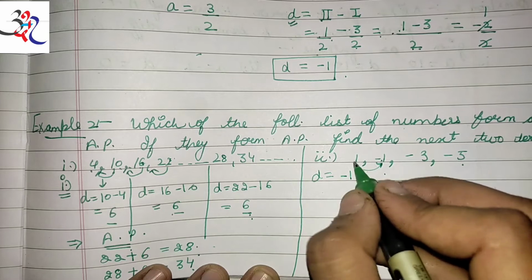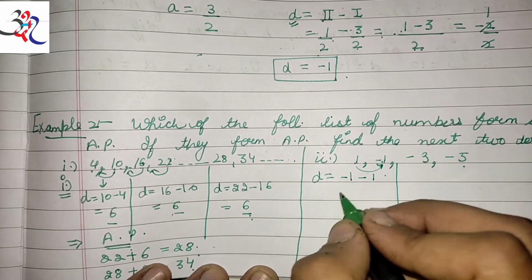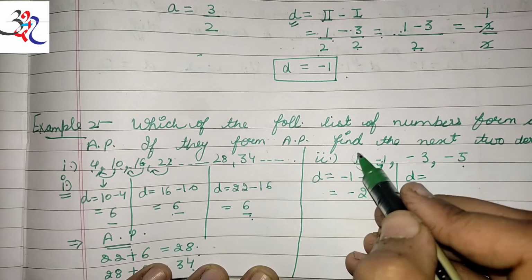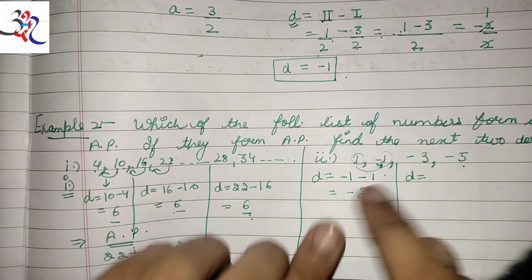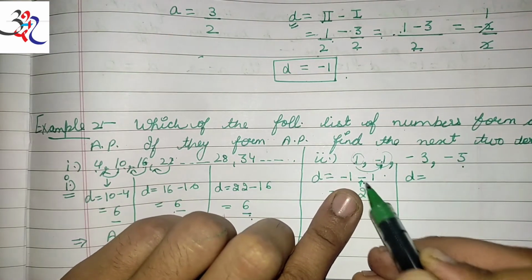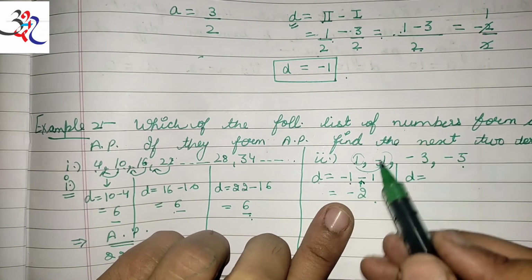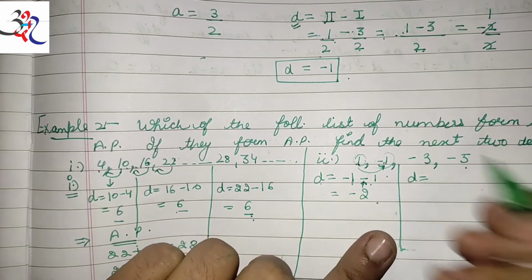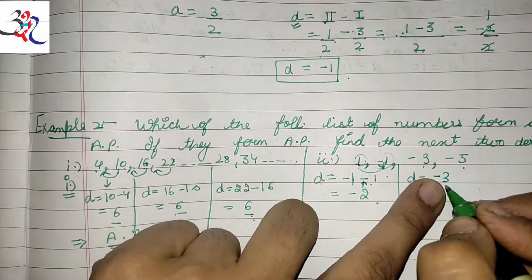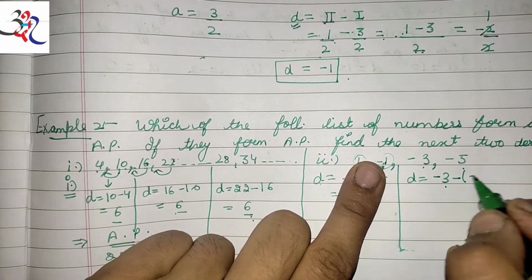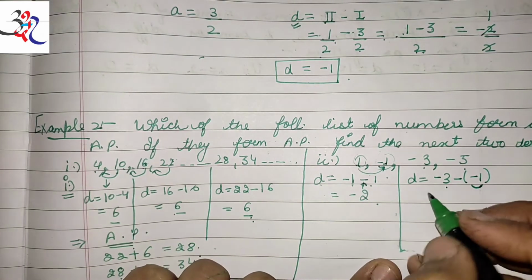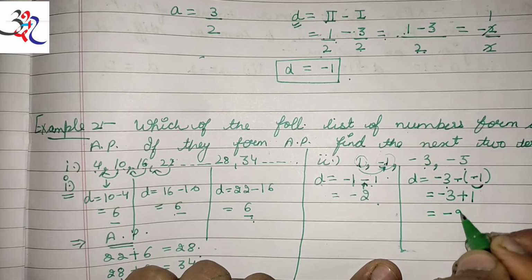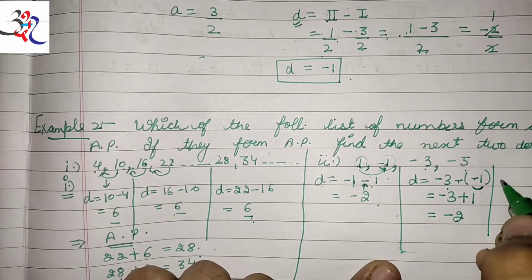Again we have to decide whether it is forming an AP or not. How am I going to decide this? Minus 1 minus 1. So I will get minus 2, because I have to use the logic that I have to subtract the first term from the second term. The second term is minus 1, and my first term is 1. Again, from here, minus 3 minus my second term, which is minus 1. So due to this minus sign, it will become positive. So my answer will be minus 2 again.